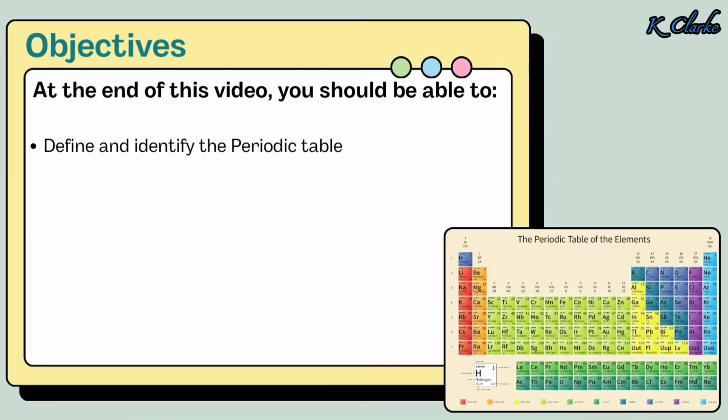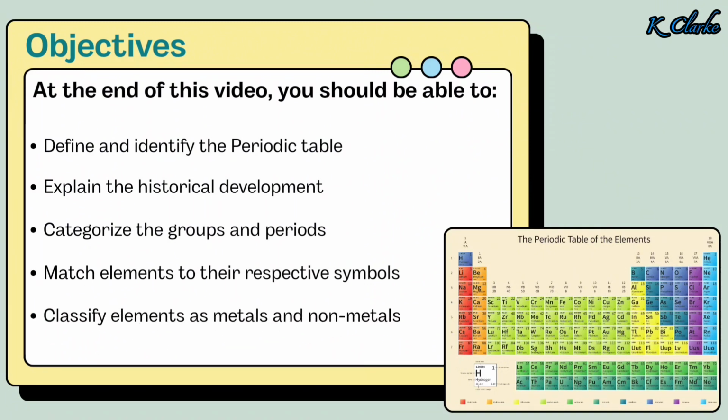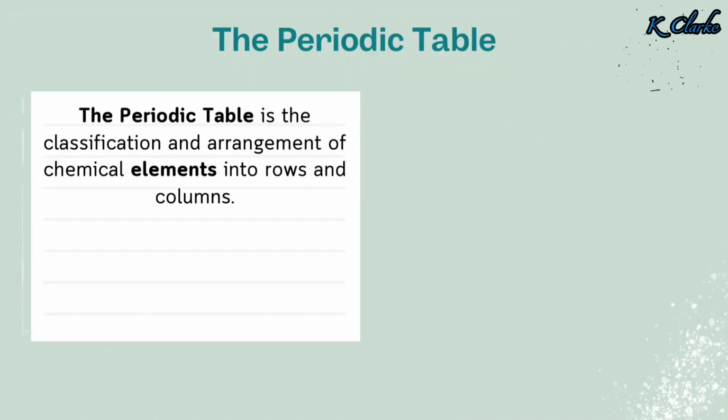Also, at the end of this video, you should be able to define and identify the periodic table, explain its historical development, categorize the groups and periods, match elements to their respective symbols, and lastly, classify elements as metals and non-metals. The periodic table is the classification and arrangement of chemical elements into rows and columns.